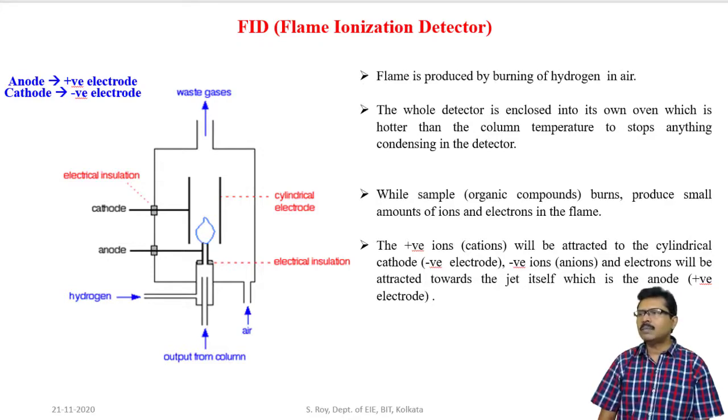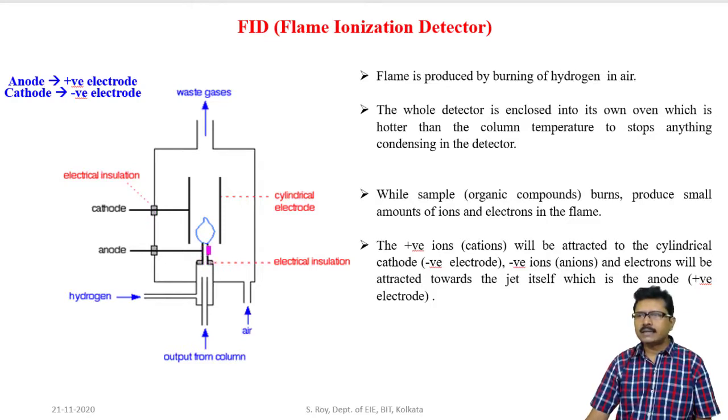that sample will burn and produce small amounts of ions and electrons. Ions means positive ions and negative ions. In the detector, there are two electrodes, one is the cathode, another one is the anode. This anode is the positive electrode and the cathode is the negative electrode. In the external circuit, the anode is connected with the positive terminal of the battery and the negative terminal of the battery is connected with the cathode.